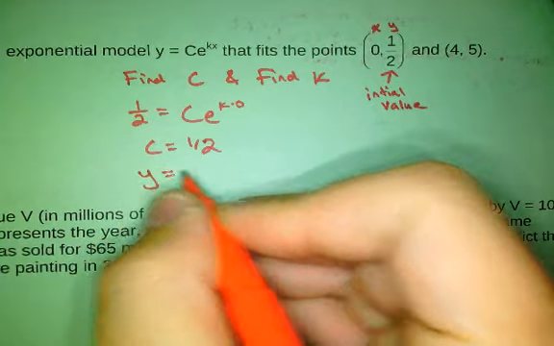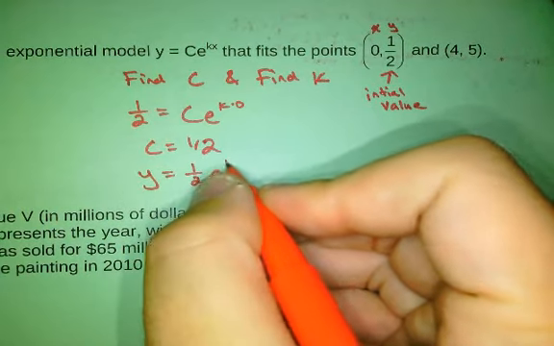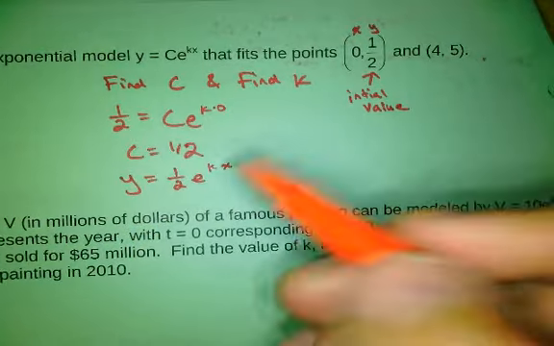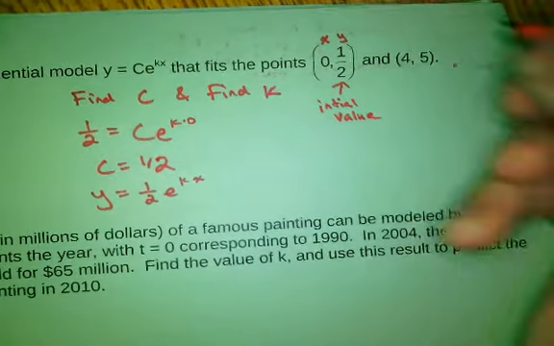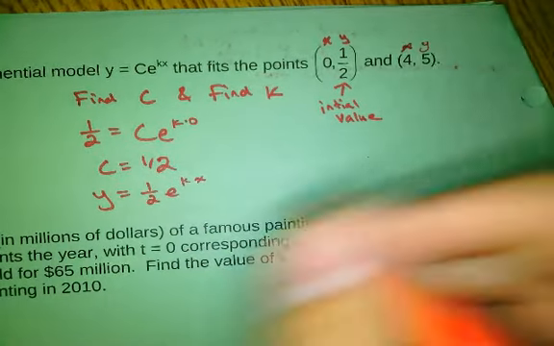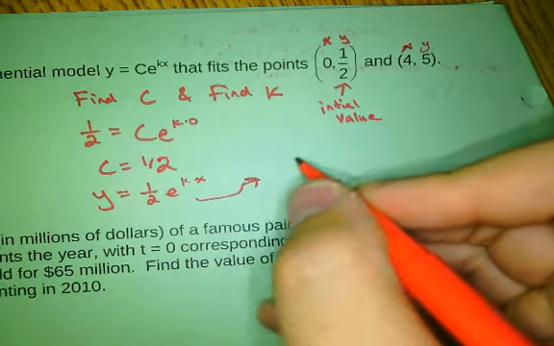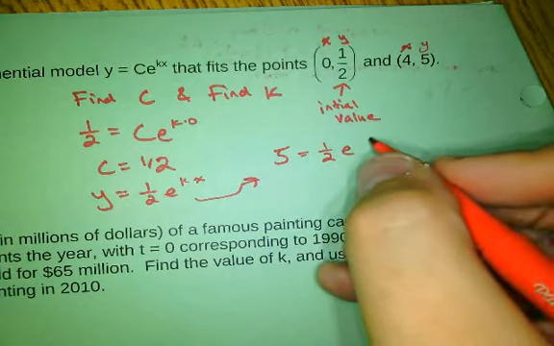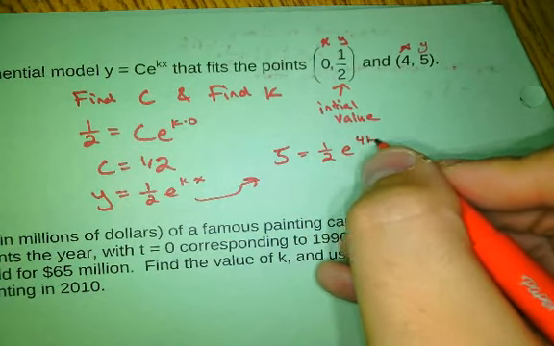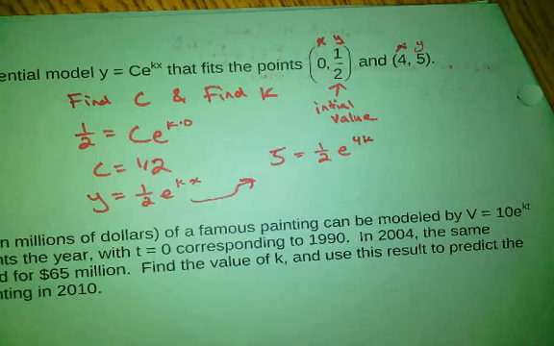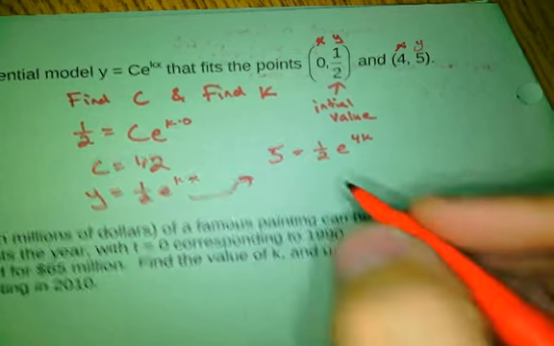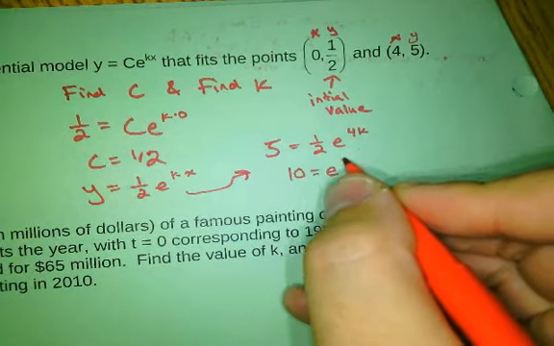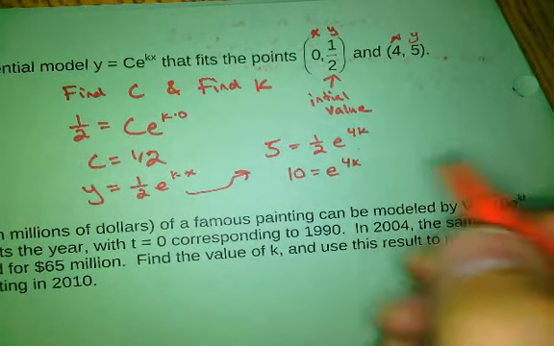So now my equation is Y equals 1/2 e to the kx. To solve for K, I have to plug in the other value. So this is my other X and my other Y. Let's go ahead and do that. So 5 equals 1/2 e to the 4K. Solve for K. What's the first thing I do here? Very good, class. Divide by 1/2, which is the same thing as multiplying by 2. 10 equals e to the 4K.